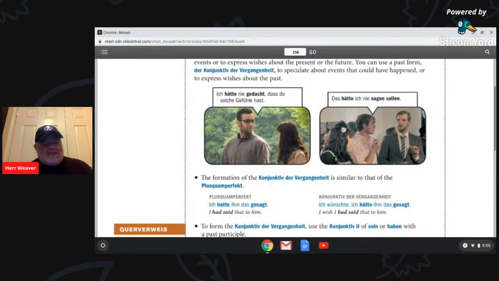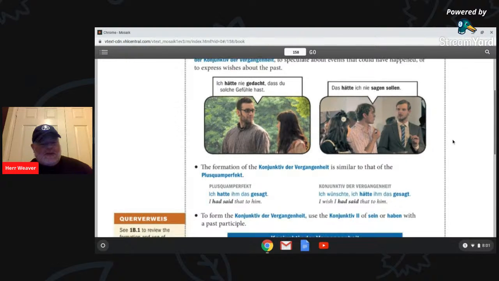It's probably easier to start with it as a whole different concept, although you're going to see already in the example above the picture: Ich hätte nie gedacht, which would mean I would have never thought. And then a little different use of the conjunctive or subjunctive: Das hätte ich nie sagen sollen. That's a more complicated structure. I should have never said that.